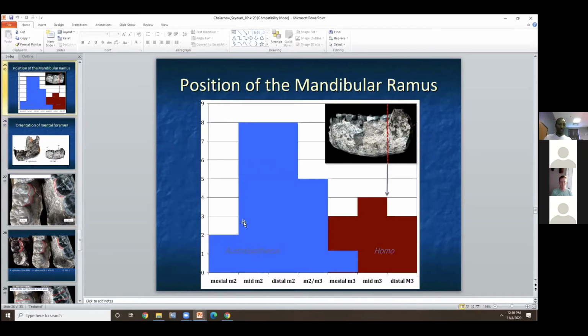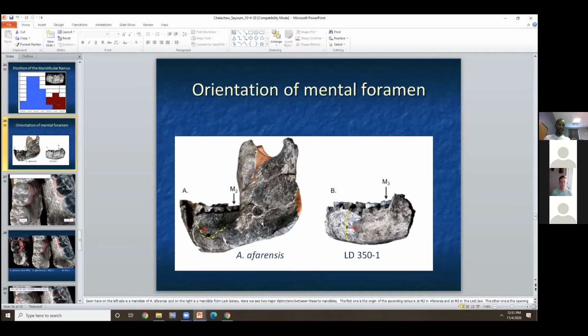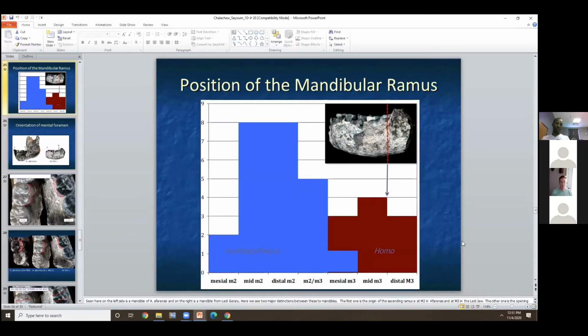The other thing, you can see this ramus, the straight ramus standing, is originating in Australopithecus afarensis at M2. Look at this one, Ledi-Geraru, the root of the ascending ramus is originating behind or at the middle of M3. That's also another characteristic of the specimen. It falls with the Homo group instead of the Australopithecus.